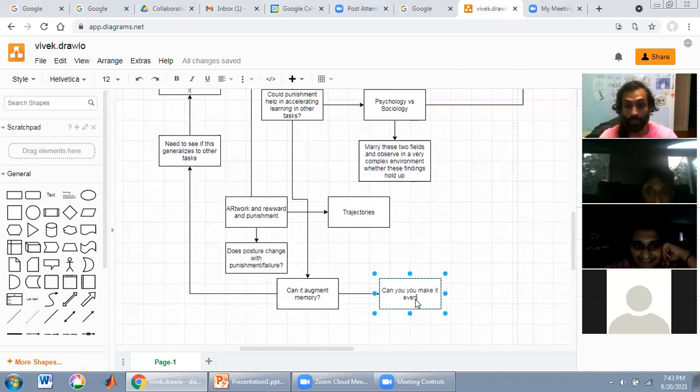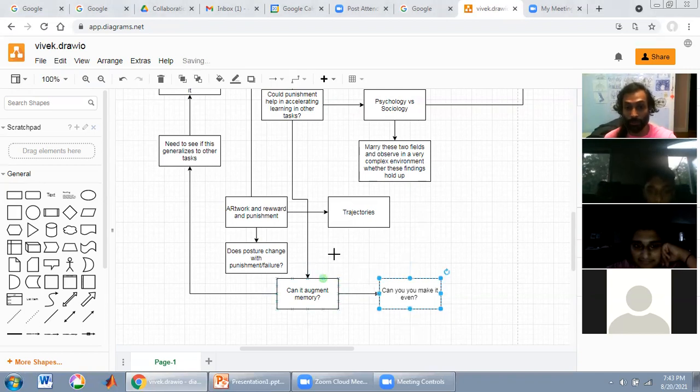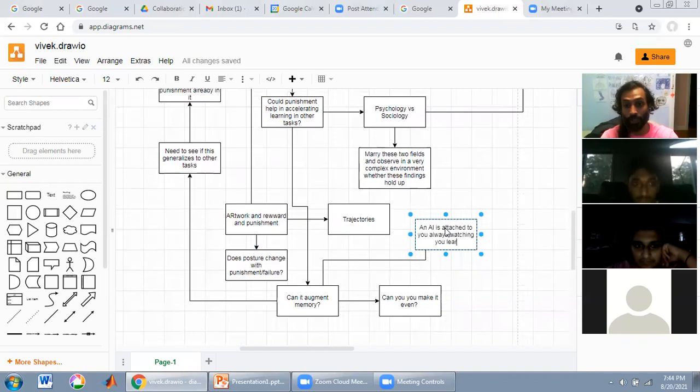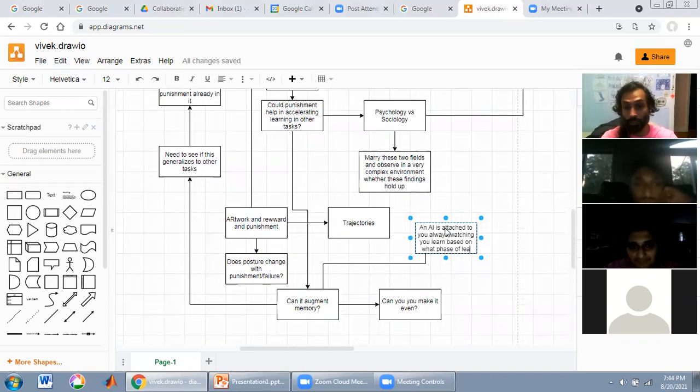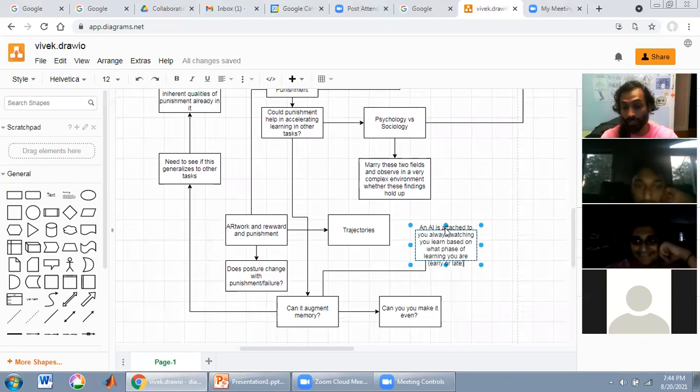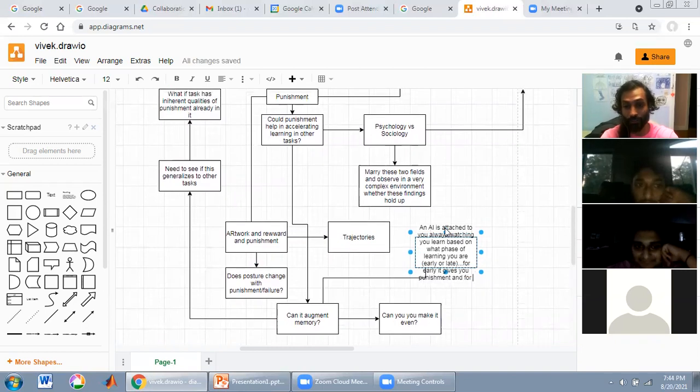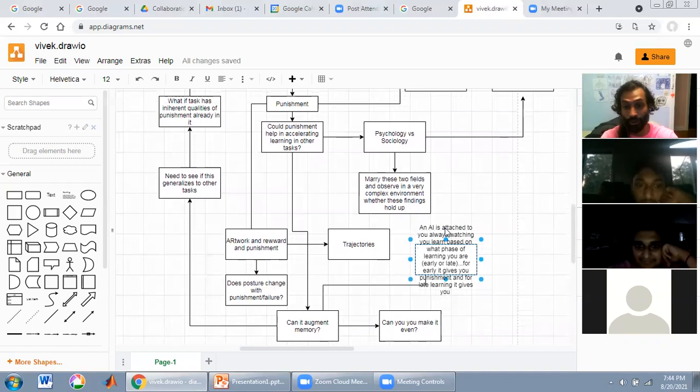This is actually really quite deep. What did Manning say? Yeah, Manning, that's really deep, because here's a crazy idea that people may do: what if you have an AI attached to you, always watching you learn, and based on what phase of learning you are in, early or late, for early learning it gives you punishment, and for late learning, it gives you reward. How insane would that be?